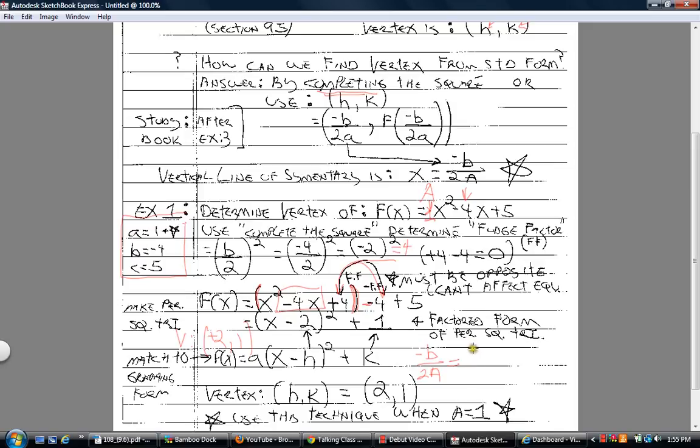What would you get? So a negative of b is a negative 4, so you get a negative of a negative divided by 2 times a, which is 1. You've got what? A positive 4 divided by 2, and you get 2. Oh, look at that. A positive 2. Does that match our x-coordinate of the vertex, the h? And the answer is yes.